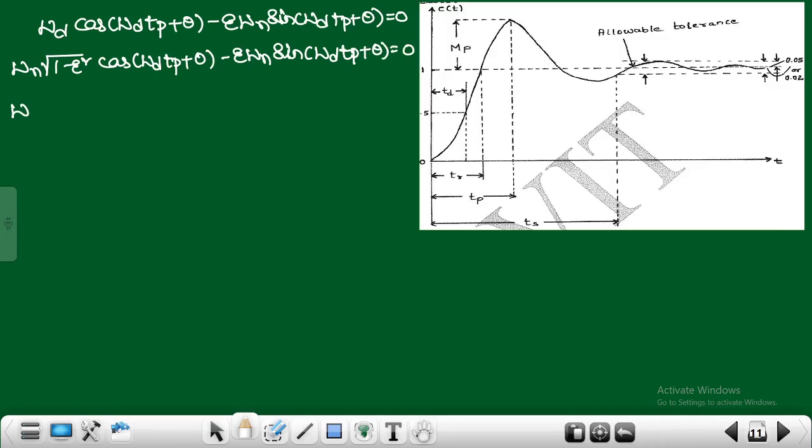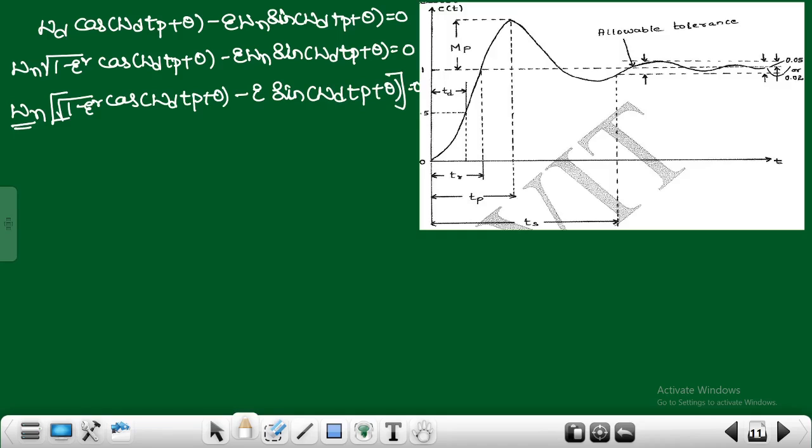Here you take out omega n also as common. Omega n times [under root of 1 minus zeta square, cos of (omega d Tp plus theta) minus zeta into sin of (omega d Tp plus theta)] equals 0. Definitely omega n will not become 0, because we are taking the damping case, that is omega n, the undamped natural frequency, will not become 0. So, what can we write?